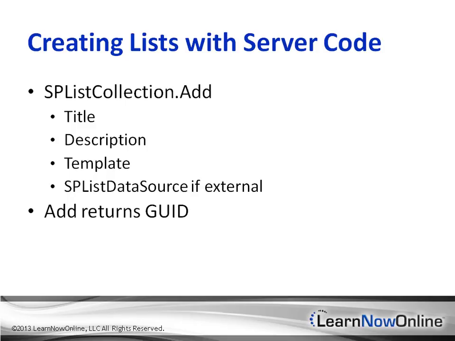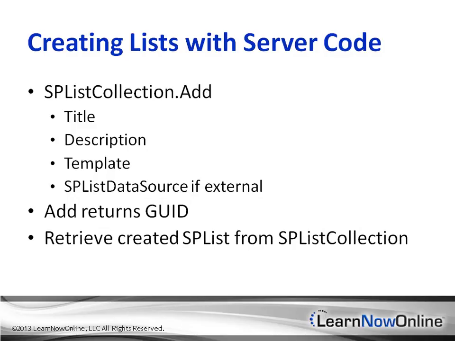So when you call Add on the list collection, it's not going to return you the list. It's just going to return you the ID of the list, which is a GUID, the Globally Unique Identifier. Once you get that GUID, you get an instance of the new list from the SPListCollection using the GUID indexer. You just pass that GUID into the indexer, and it retrieves the instance of the new list, and then you can use it from there.